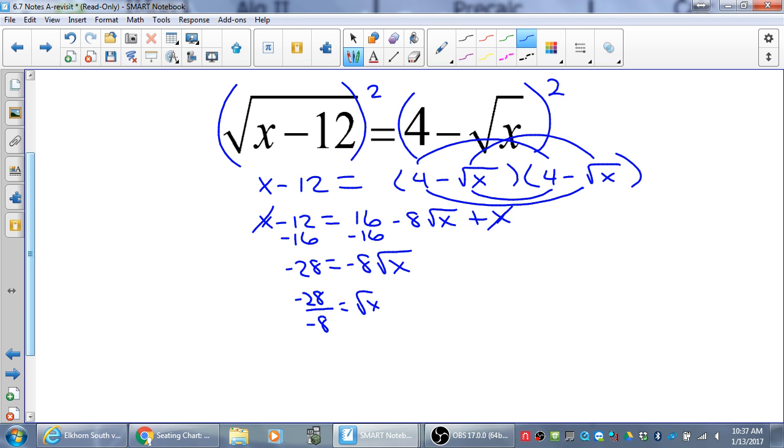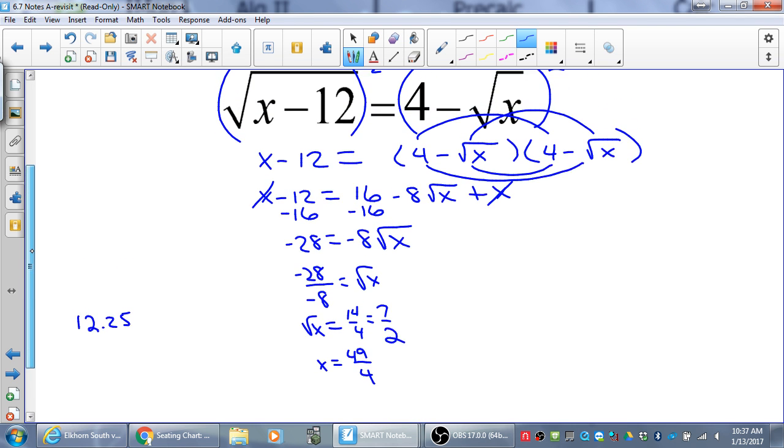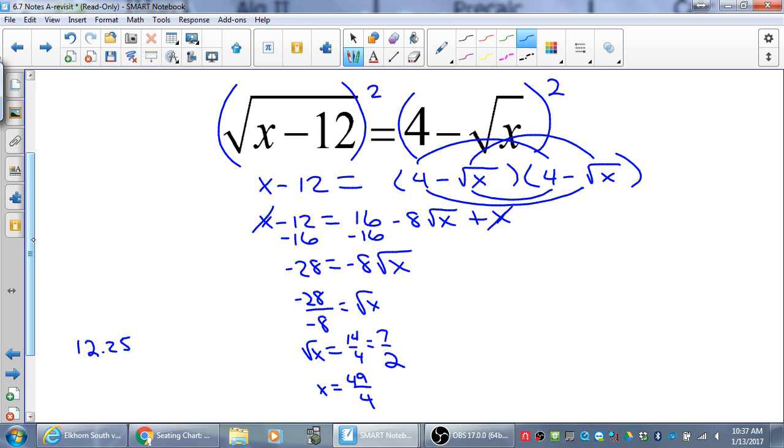Square root of x. So square root of x is what? 14 over 4, 7 halves. So 3.5. So then square both sides, you get 49 over 4. So what is that? 12.25. If you do it as a decimal, does it work? Yeah, it does. Okay. All right.